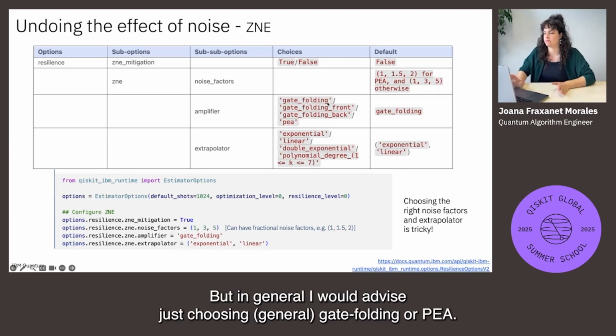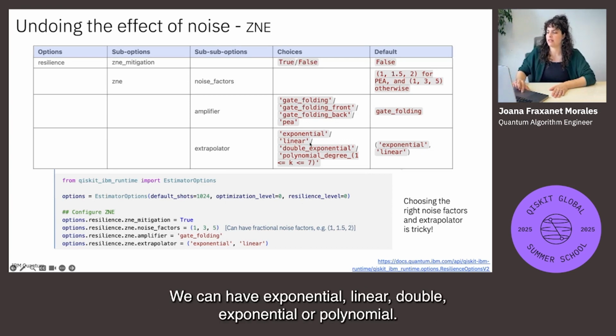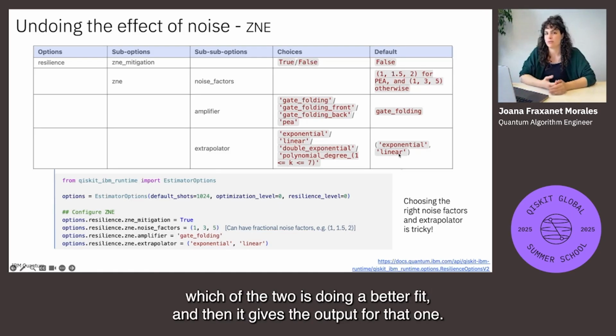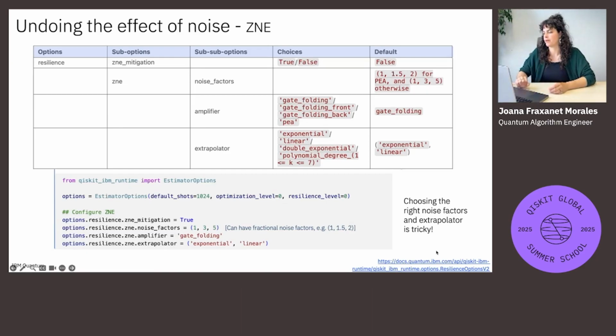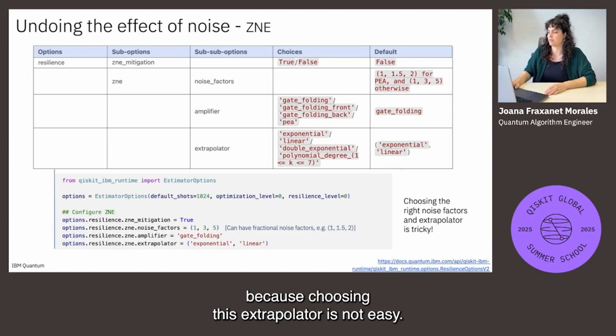But in general, I would advise just choosing gate folding or PEA. And we choose the extrapolator. We can have exponential, linear, double exponential, or polynomial. The default is using exponential and linear, checking which of the two is doing a better fit, and then it gives the output for that one. As I said, ZNE in some cases works very well, but it can also be very tricky because choosing this extrapolator is not easy.